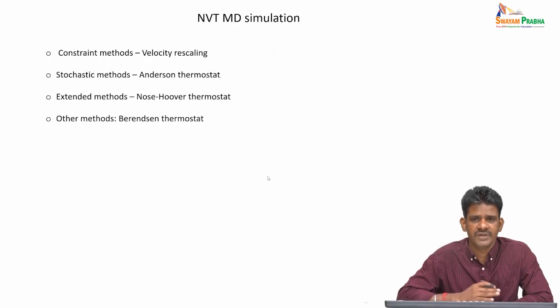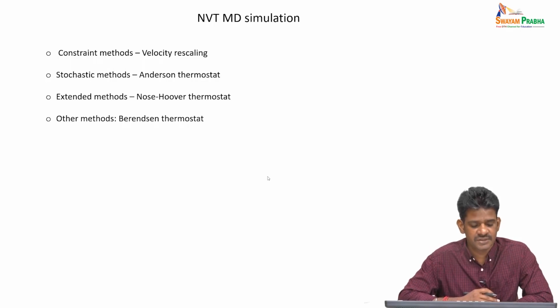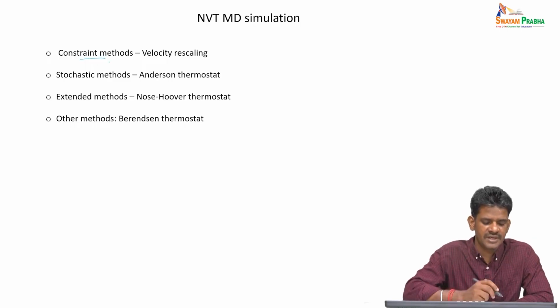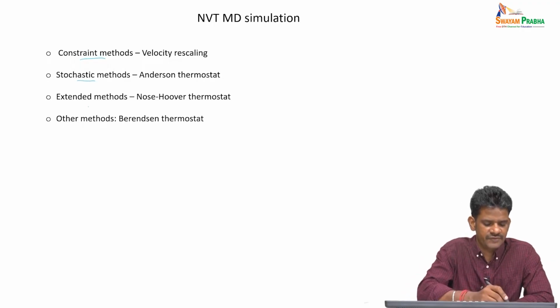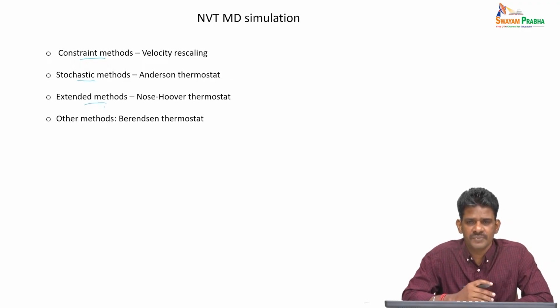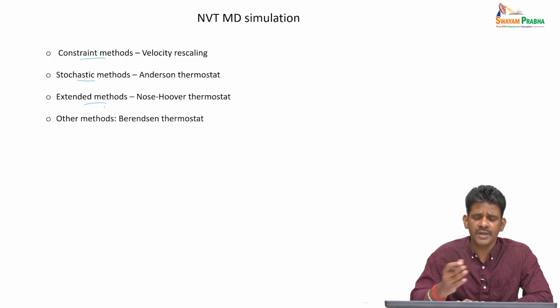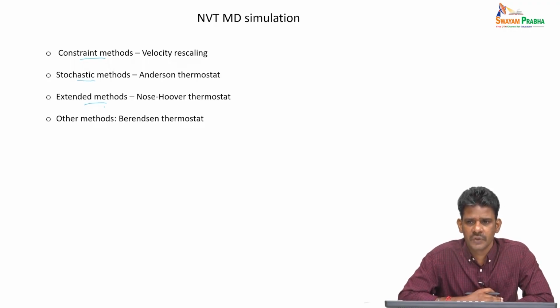Broadly speaking, these NVT simulations could be classified into three types. One is the constrained methods, where we constrain the kinetic energy to be constant at all times. Or there are stochastic methods, where the system couples with the thermal bath stochastically by exchanging momenta and energy. And there are extended methods, where both the system and the surroundings are accounted for with some additional set of degrees of freedom. And the same thing goes for barostats also.